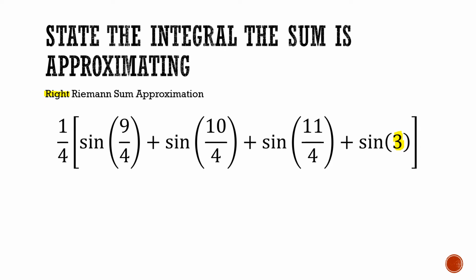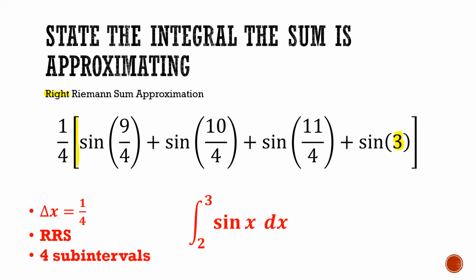Now again, understanding a right Riemann sum means that you understand that the only thing we don't include is the leftmost point. So if I'm going from 3 as my rightmost point, and I'm cutting them by a fourth all the way down, the value that comes right before this sine of 9/4 would be sine of 8/4, which would be 2. That tells me my integral has to go from 2 to 3, and my function is sine x dx.